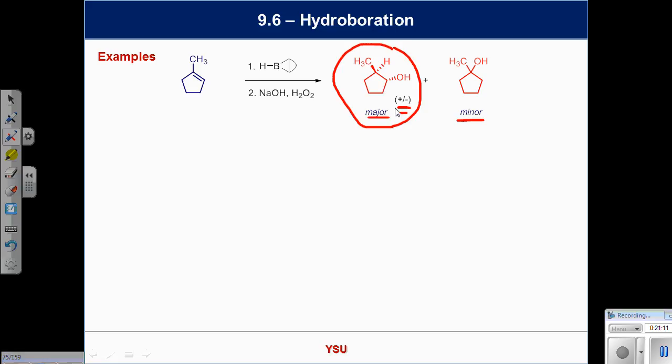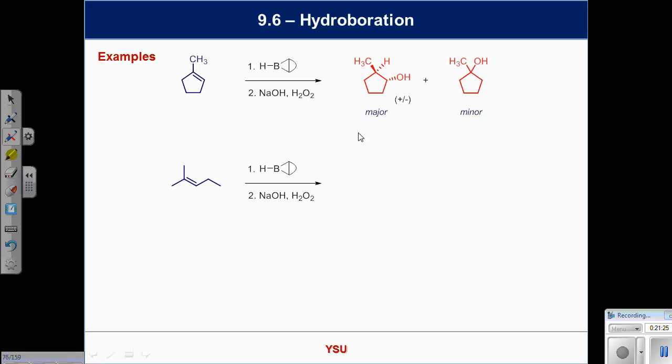There's the major outcome, which is the anti-Markovnikov product, and the minor is this. Is this chiral or not? No. Okay? It's symmetrical. You're going to get a lot of this. Especially with this modern reagent, you're going to get pretty much all of that. Very, very high-yielding process. Okay. Next one down. Any possibility of chirality? Any possibility of inducing chiral centers?